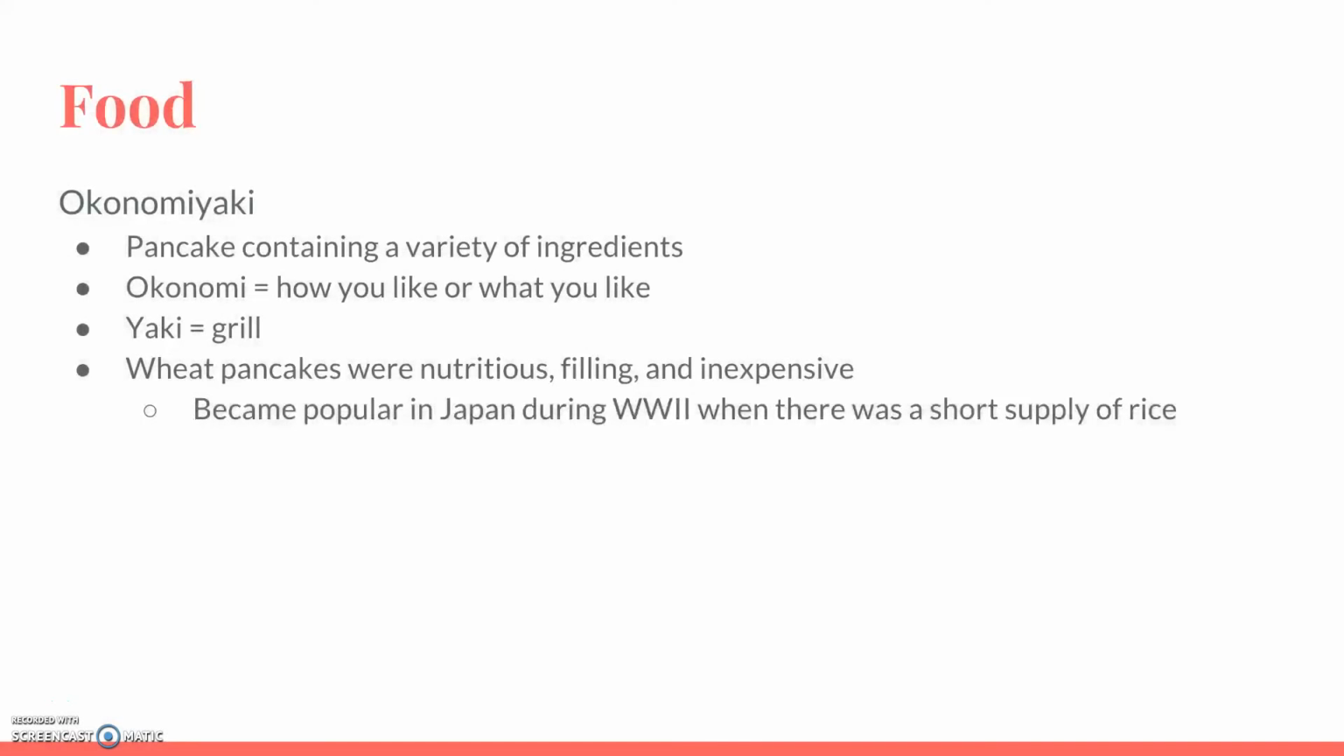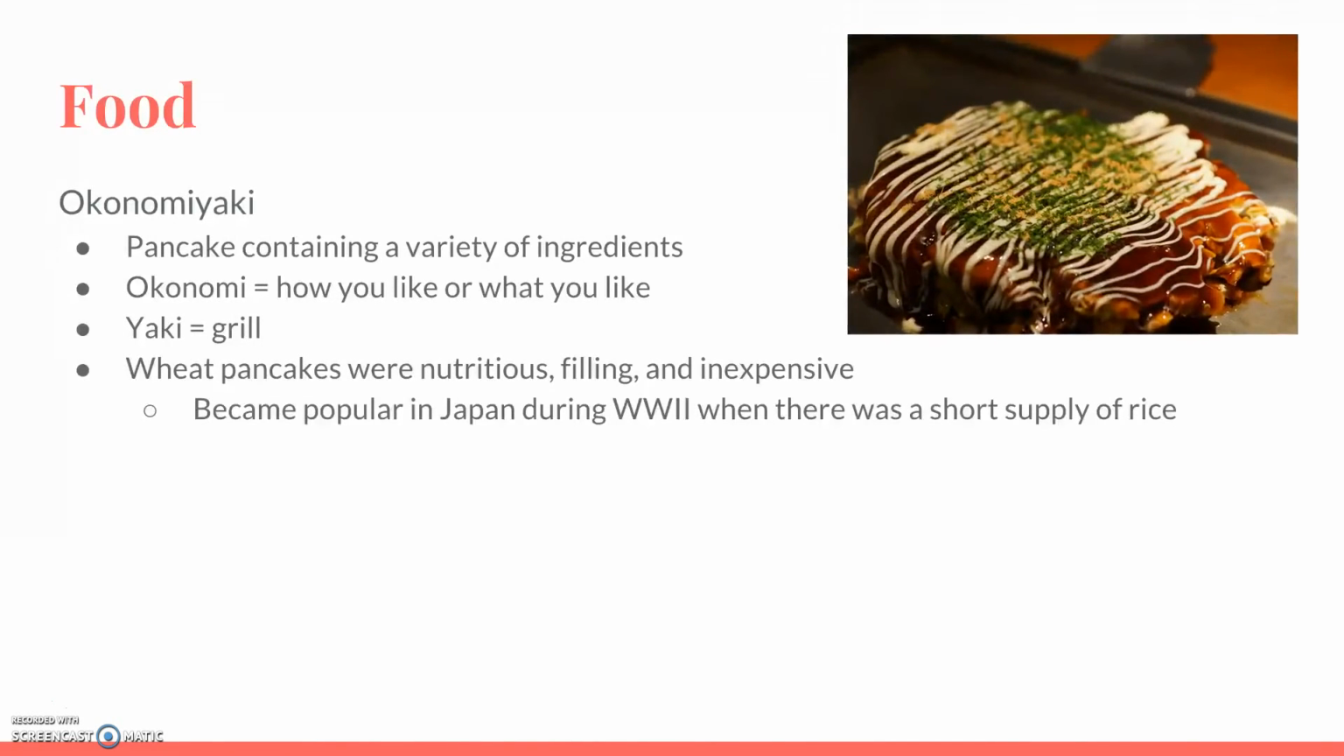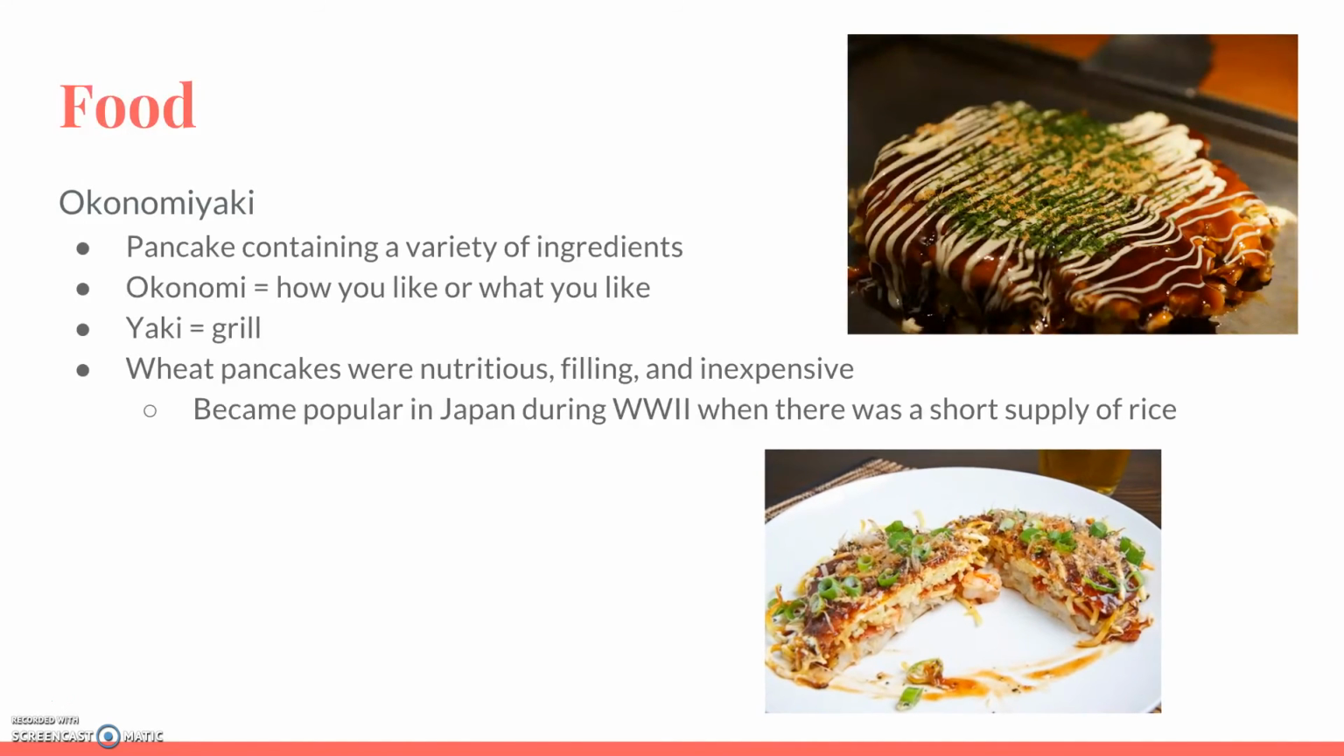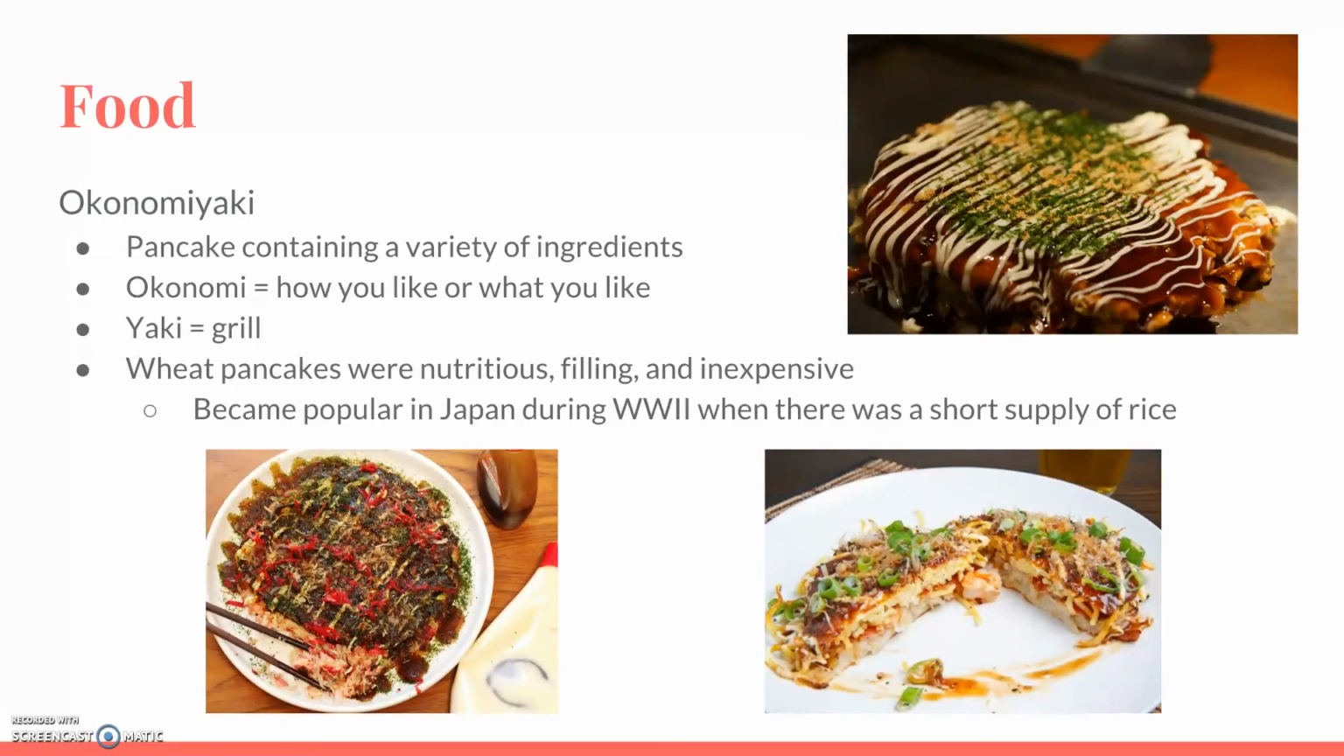Last, we got the okonomiyaki. It is a pancake with a variety of ingredients. The name is okonomi, which means how you like or what you like, and yaki, meaning grilled. Back in World War II, wheat pancakes were nutritious, filling, and inexpensive, so it became extremely popular in Japan with a short supply of rice.